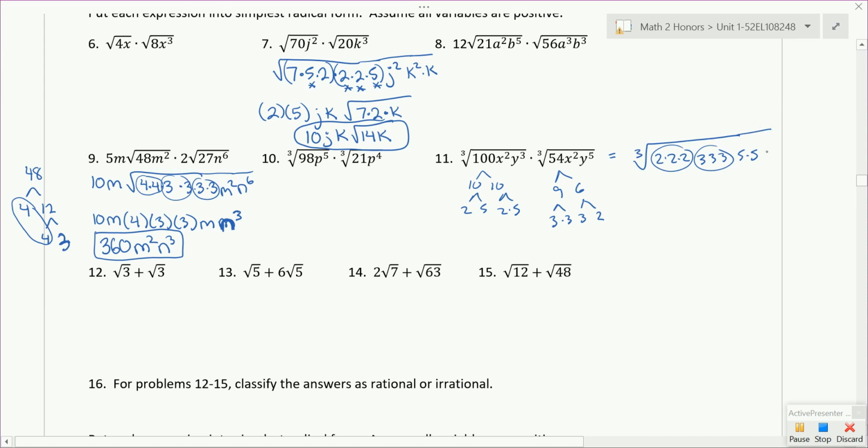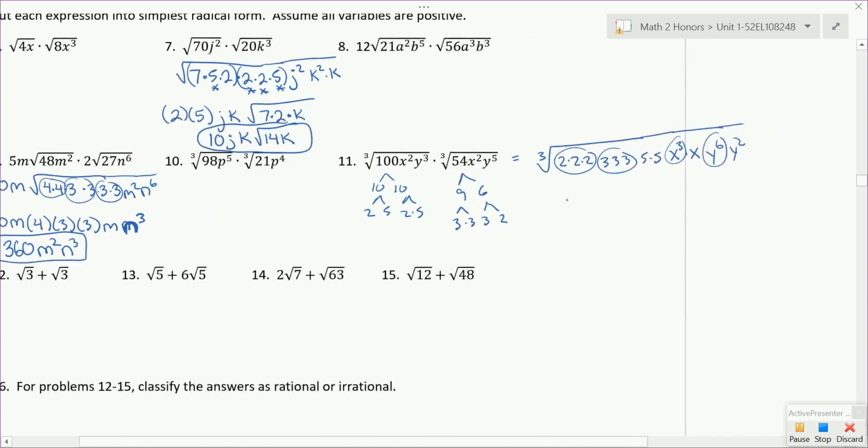x squared in each, so that's x to the 4th. I'm going to break it up as 3 x's and 1 x. And y to the 3rd and y to the 5th is y to the 8th. I'm going to break that up as y to the 6th and y squared. So we're simplifying this. We get 2 times 3 times x times y squared, because we're dividing the 6 by the root 3. And we're left with the cube root of 5 times 5 times x times y squared. So this is 6xy squared cube root 25xy squared.